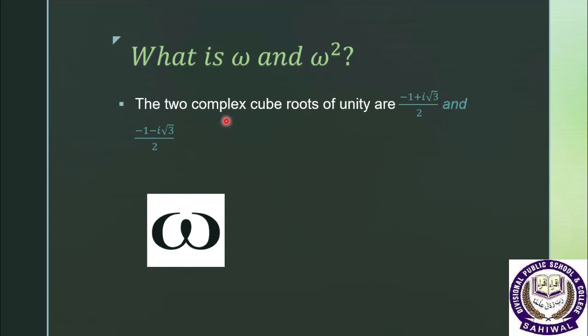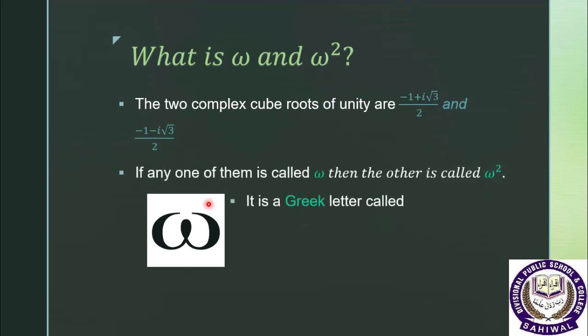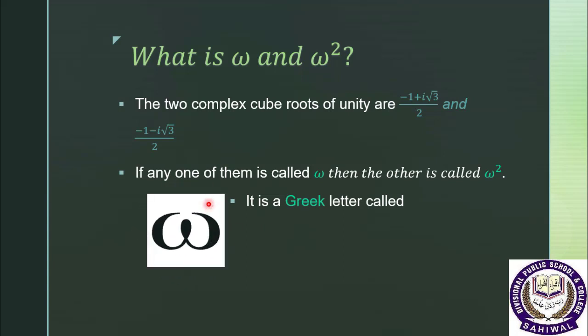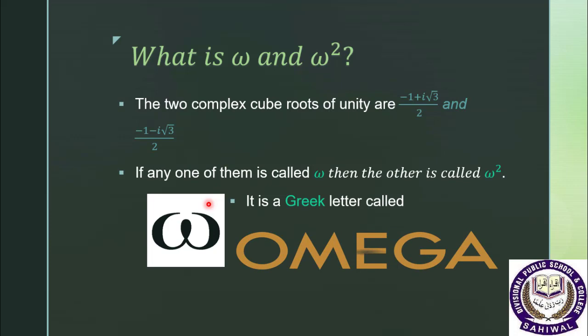The two complex cube roots of unity are minus 1 plus iota under root 3 over 2 and minus 1 minus iota under root 3 over 2. If any one of them is called omega, then the other is called omega square. Omega is a Greek letter used to represent the cube roots of unity.